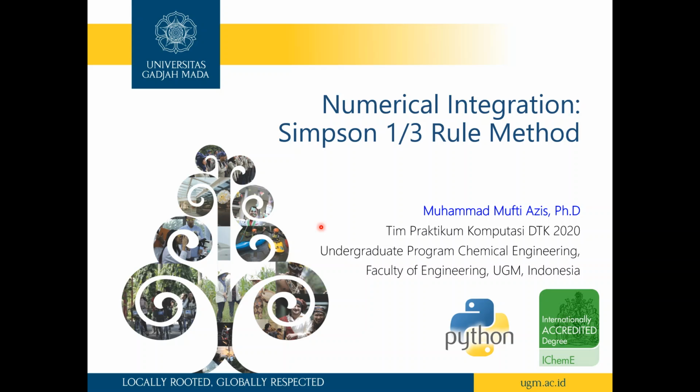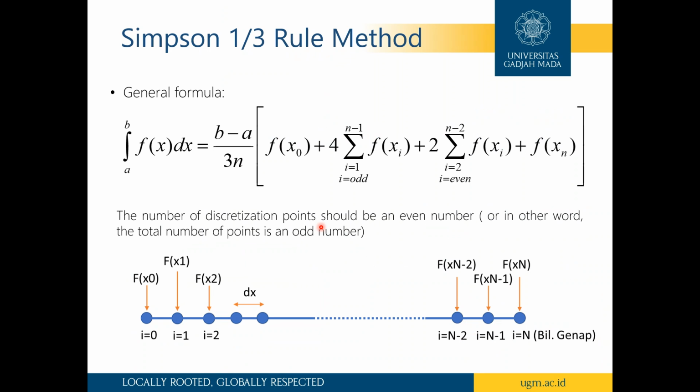In this exercise, we are going to demonstrate how to solve numerical integration using the Simpson one-third rule method, and we are going to use Python for this exercise. Simpson one-third rule is a common formula that we use in order to solve numerical integrations. This method has better accuracy compared to the trapezoidal rule.